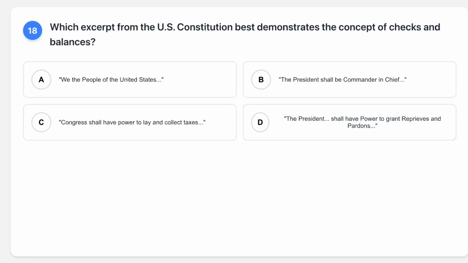Question. Which excerpt from the U.S. Constitution best demonstrates the concept of checks and balances? Option A. We the people of the United States. Option B. The President shall be Commander-in-Chief. Option C. Congress shall have power to lay and collect taxes. Option D. The President shall have power to grant reprieves and pardons.